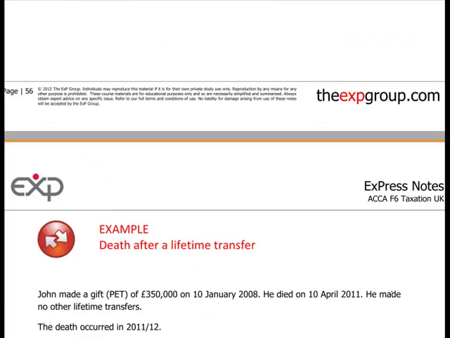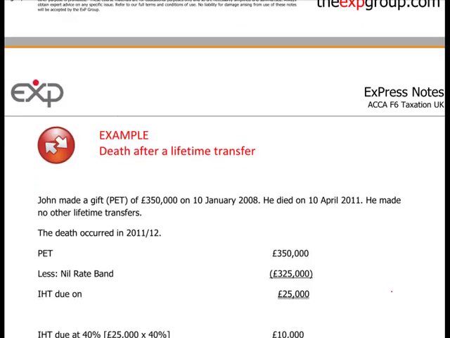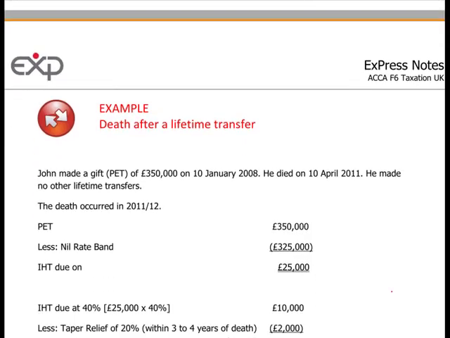Actually, sorry, there's one more page to go. Let's do an example. Death after a lifetime transfer. John made a potentially exempt transfer of $350,000 on the 10th of January 2008. He died on the 10th of April 2011. He made no other lifetime transfers. The death occurred in 2011/12, when the nil rate band was 325,000.